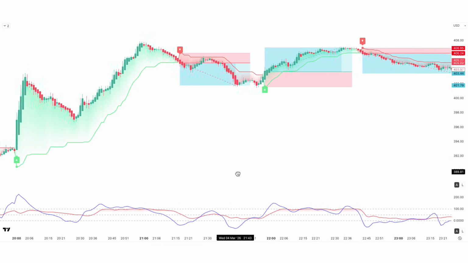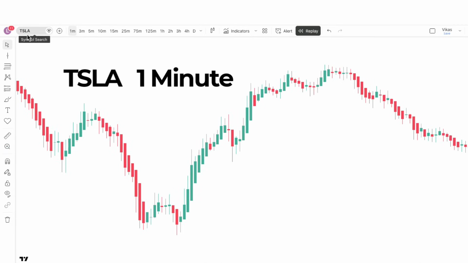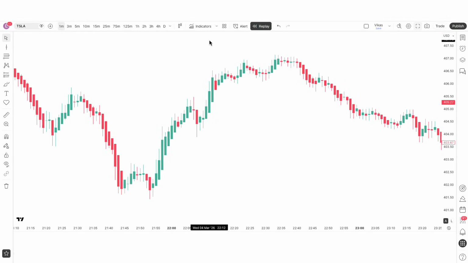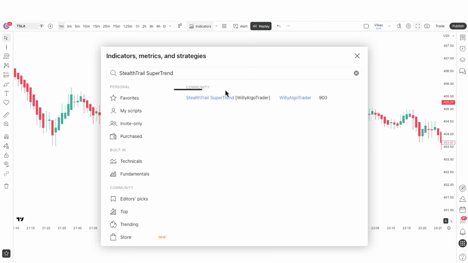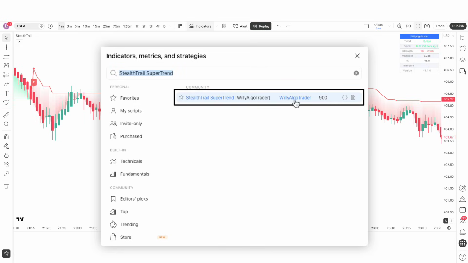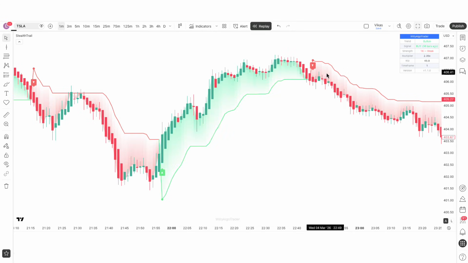Let's start the video. We open the TSLA 1-minute chart. And don't sweat the time frame either. Next, you'll want to find those magic indicators. Head over to the Indicators tab and search for the Stealth Trail Super Trend. Select the indicator made by Willy Algo Trader and add it to the chart.